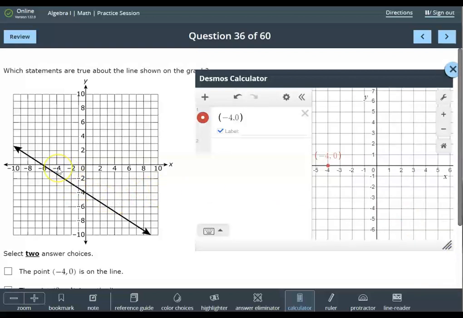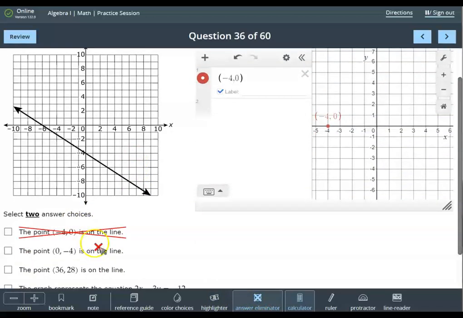Well, if you'll notice the -40 on this graph, the one that's on the test, there is no line there. It looks as though this is crossing at -60. So that is not a correct answer choice. Using the answer eliminator, which is in the bottom of your toolbar, you can X out this answer choice and then move on to the next one.